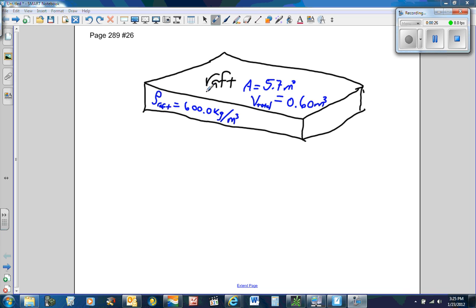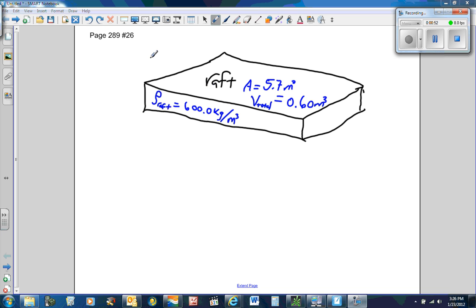Let me just read the whole thing. A raft is constructed of wood having a density of 600.0 kilograms per meters cubed. I wrote that down already. The surface area of the bottom of the raft is 5.7 meters squared, and the volume of the raft is 0.60 meters cubed. When the raft is placed in fresh water having a density of 1.0 times 10 to the third kilograms per meters cubed, how deep is the bottom of the raft below water level?